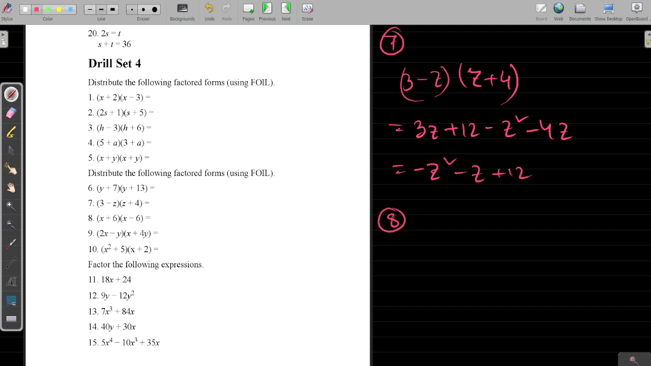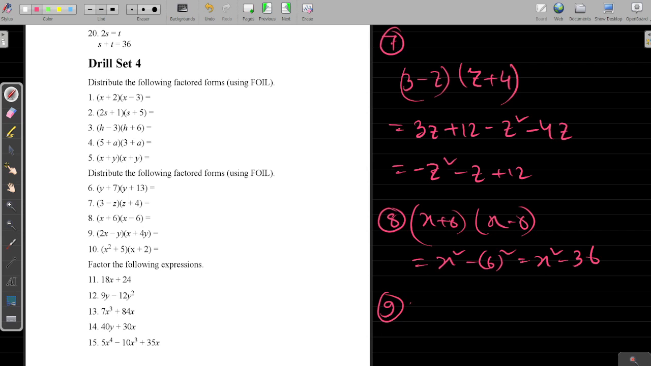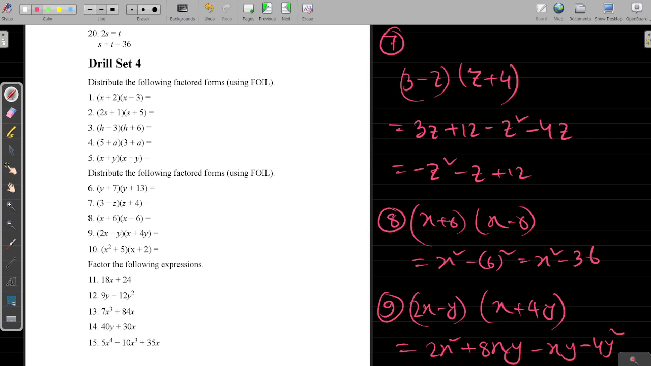I am going to solve number 8. So x plus 6 multiplied by x minus 6. Basically, it is a formula for x square minus 6 square. So this one will be x square minus 36. I am going to solve number 9, 2x minus y multiplied by x plus 4y. So this will be 2x square plus 8xy minus xy minus 4y square.